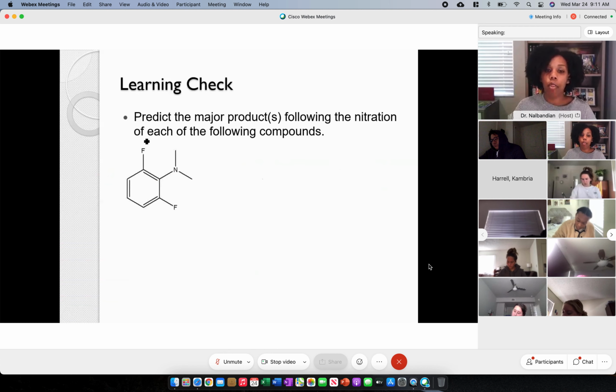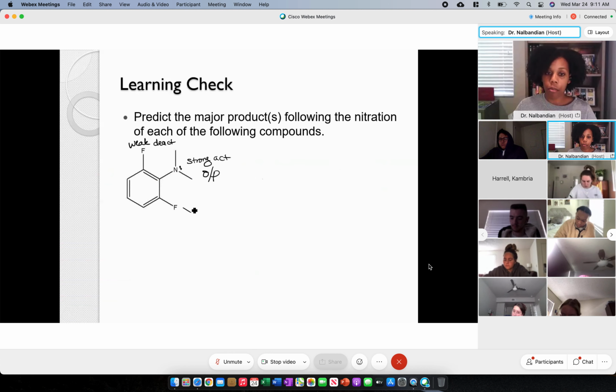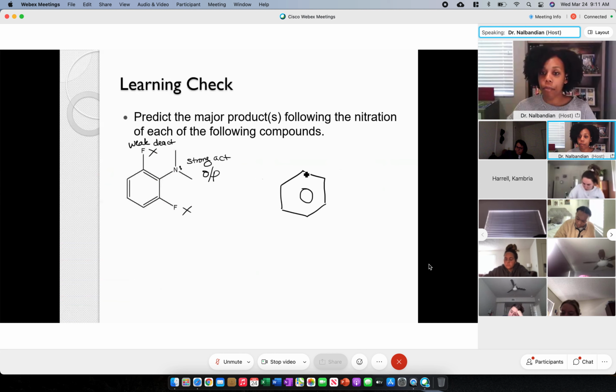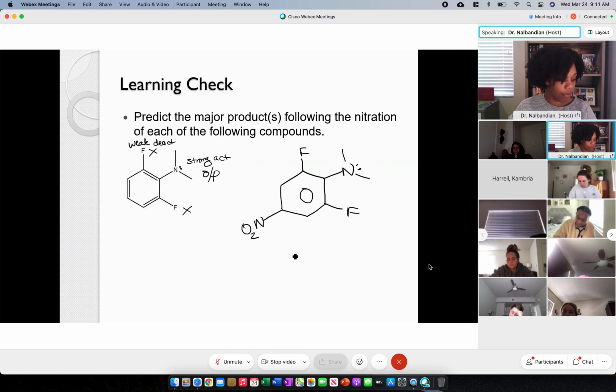Next one, fluorine, weak deactivator, nitrogen, strong activator, not as strong as if it was NH2, right? These are two methyls. So here we're fine, but we know it's an ortho and para director. Both orthos are blocked by something already being there, so we only get one possible product. The only product that we can form is where that nitro was added to the para position, because the ortho positions are blocked. But if they weren't, then yeah, we could get more than one product there.